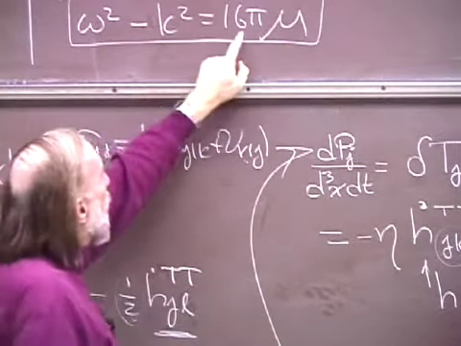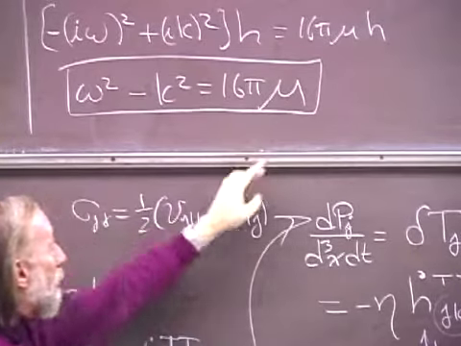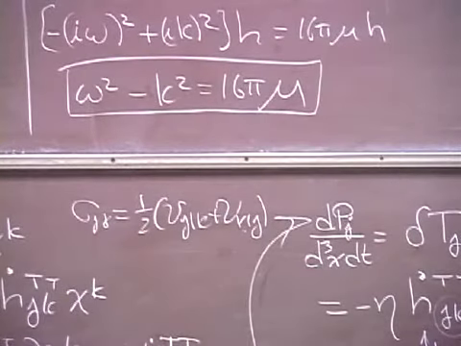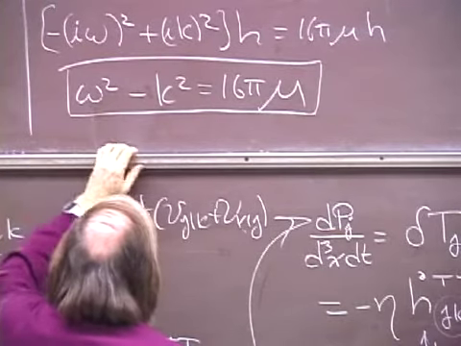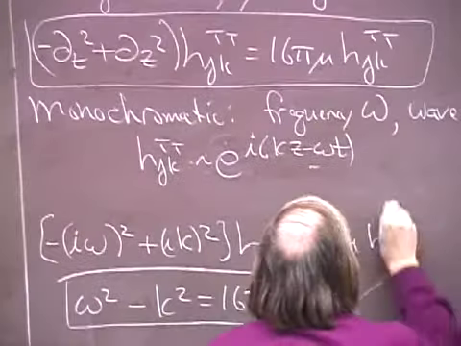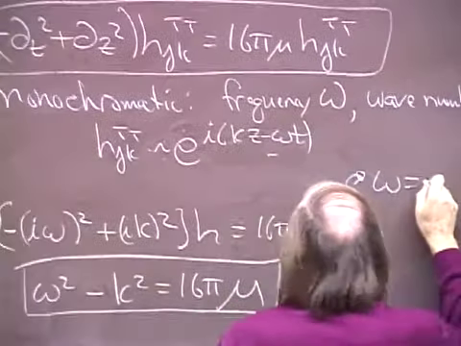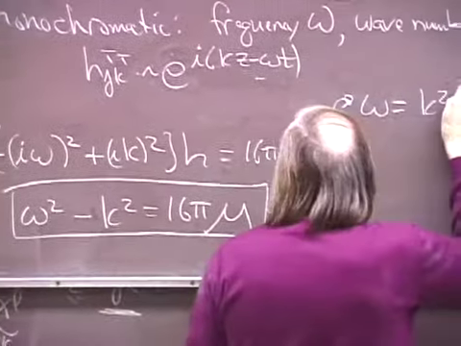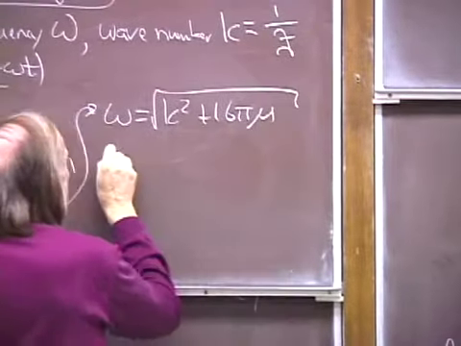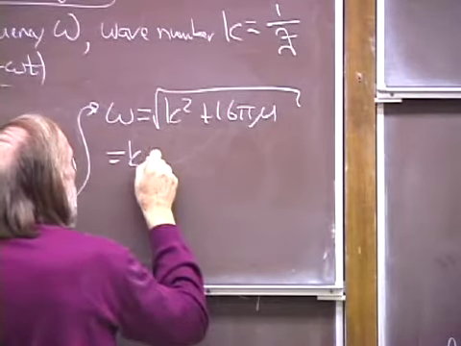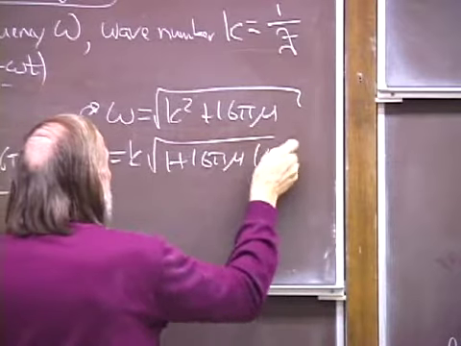I am going to claim that this is a very tiny correction, as we will see. So I want to solve for omega explicitly in terms of k. Let me just do it up here. Then omega is, using the fact that this is small, omega is equal to the square root of k squared plus 16 pi mu. I factor the k out, times the square root of 1 plus 16 pi mu over k squared.